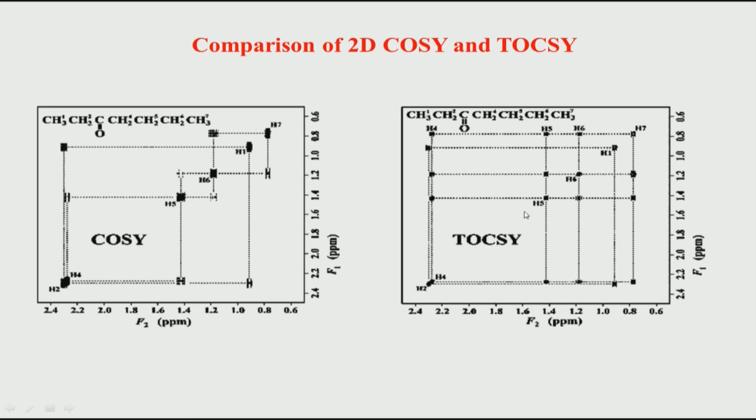So, this brings us to the end of the TOCSY experiment. We have now seen two experiments, the 2D COSY and 2D TOCSY. What we will do in the next class is go to a new experiment known as 2D nuclear Overhauser effect spectroscopy, that is 2D NOE spectroscopy.